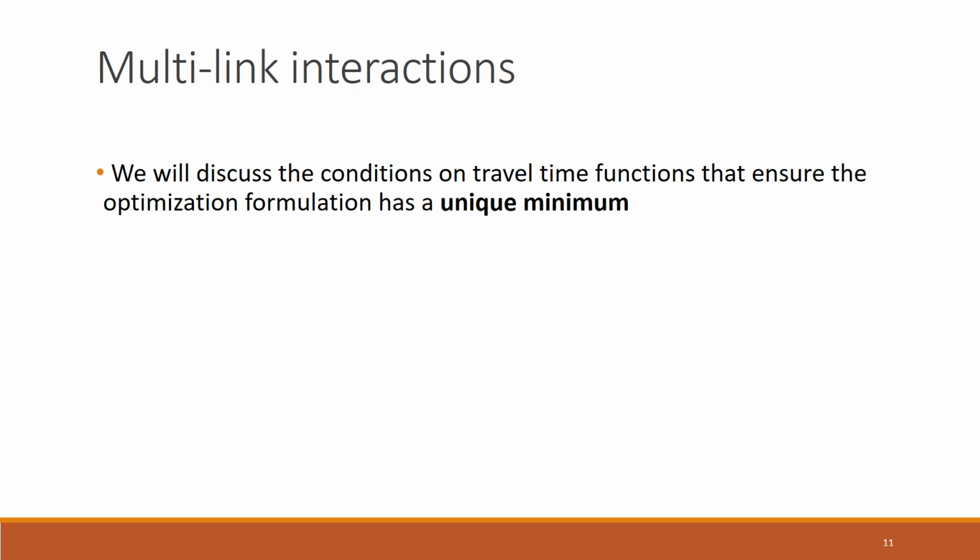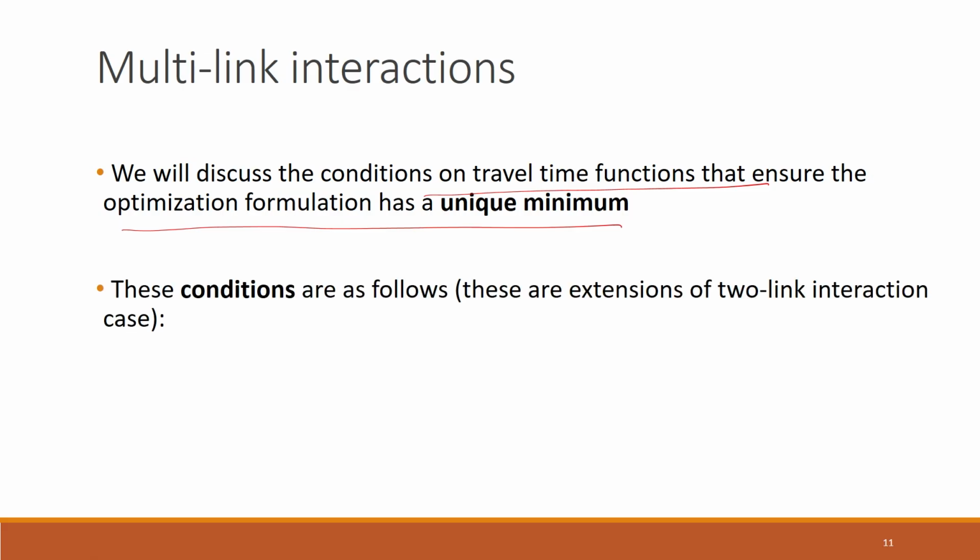So let us discuss the conditions on the travel time functions that actually ensure that the optimization formulation has a unique minimum. In order to ensure that this Jacobian matrix of the link travel time functions, which is actually the Hessian matrix of the objective function for this optimization problem, is positive definite, what are the assumptions that we need on the travel time functions? Similar conditions we had required for the two link interactions also. Now we are generalizing it to the multi-link interactions. So these conditions are as follows.